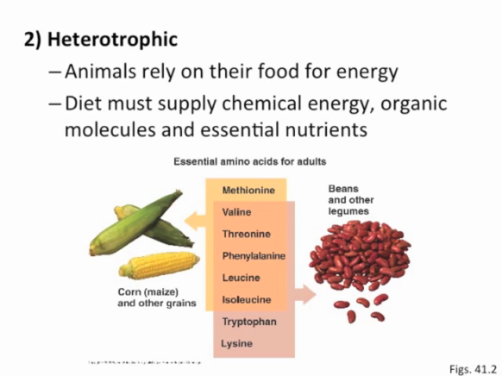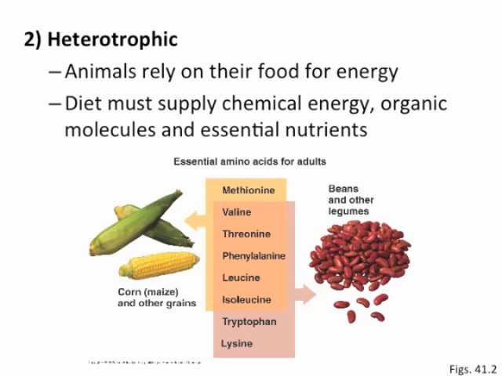Here's just a table of some essential amino acids and where they might come from. So there's a lot of amino acids, which, if you recall, are the building blocks of proteins, that we cannot get by making them ourselves. We have to get them from our diet. So methionine, valine, threonine, phenylalanine, leucine, and isoleucine all come from corn. Beans can give us some of those, as well as tryptophan and lysine. So there's different essential amino acids that are necessary for life that we cannot manufacture ourselves. So we need to get them from mostly autotrophs to some extent.